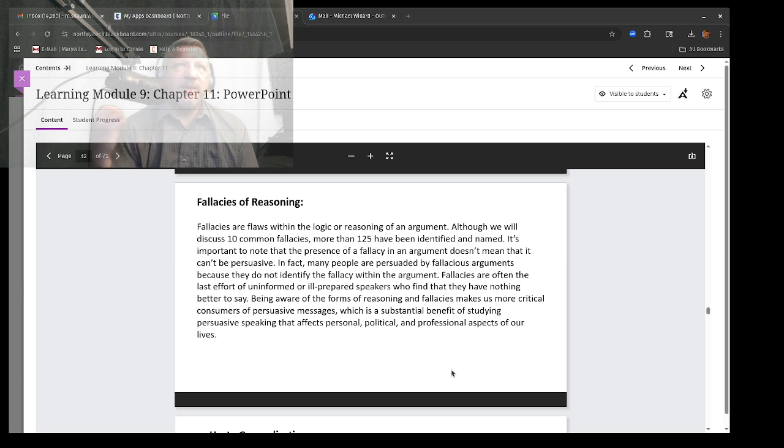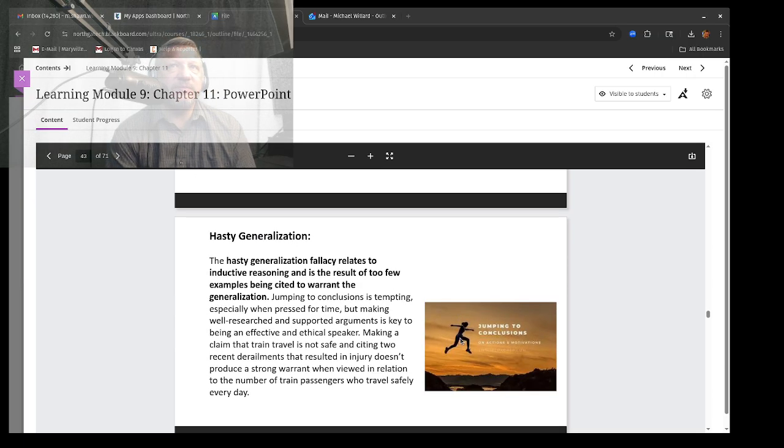When we talk about fallacies of reasoning, there are more than 125 of these, but I'm not going to go through all of them. I'm going to go with the top 10. I see these all the time. They're usually from speakers that didn't do their homework, didn't fact check, didn't look at the information completely, or didn't take the time to give us enough information to make that persuasive speech happen. Politicians are the best at this, by the way.